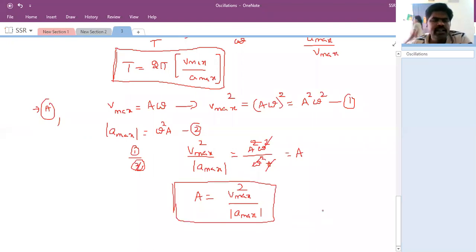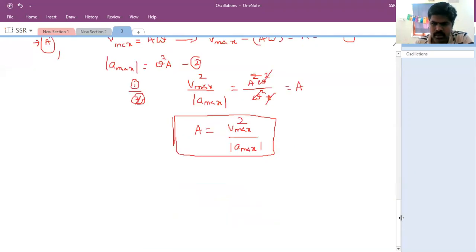So this is the way to find the amplitude by knowing Vmax and Amax, velocity maximum and acceleration maximum. Are you clear on this? This is the simple technique. Once you understand the basic theory, you can do it easily. Yes or no?